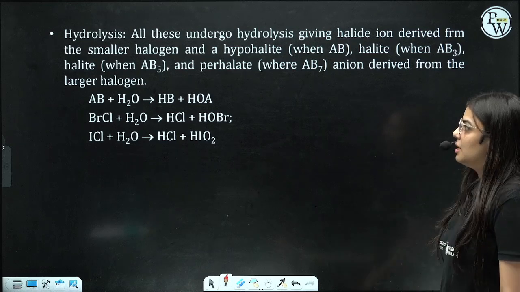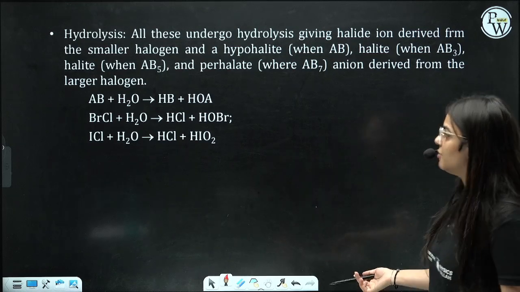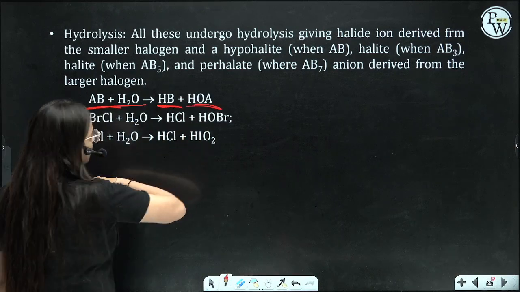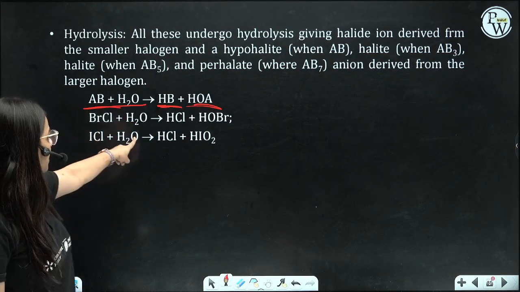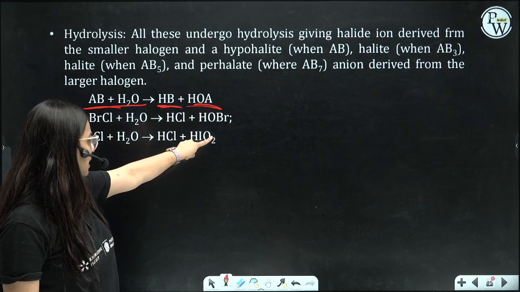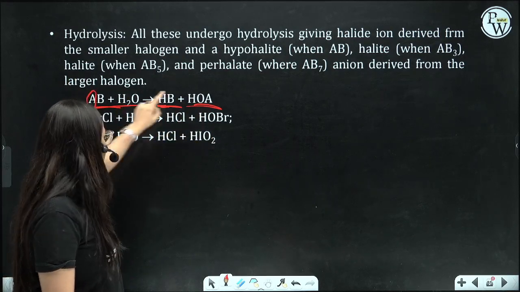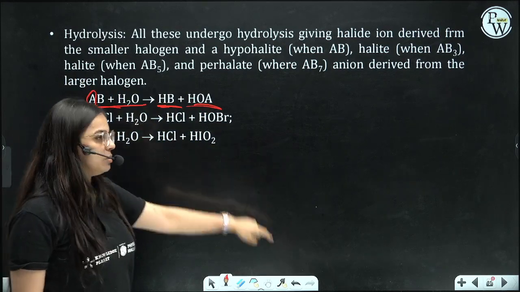Remember that. Now, these are the hydrolysis reactions that they have given you. When they hydrolyze, they will form HB and HOA, right? For example, BrCl will react with water and form HCl and HOBr. The very first one, A, will be written at the end. Similarly, HIO will be formed, right?